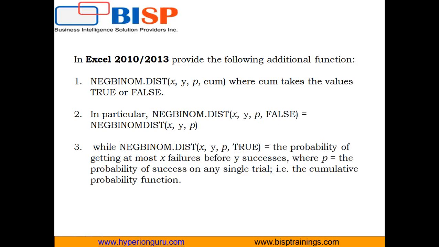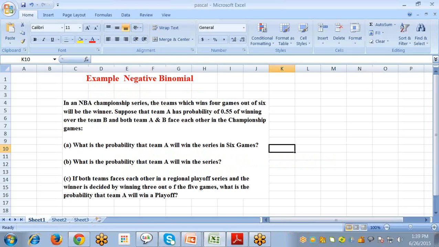How the function works in Excel, I am going to show you with the help of one example. I have an example of this negative binomial distribution. In an NBA championship series, the team which wins 4 games out of 6 will be the winner. That means the team wins 4 games, so the success value will be 4. Suppose that team A has a probability of 0.55 of winning over team B, and both teams face each other in the championship games.